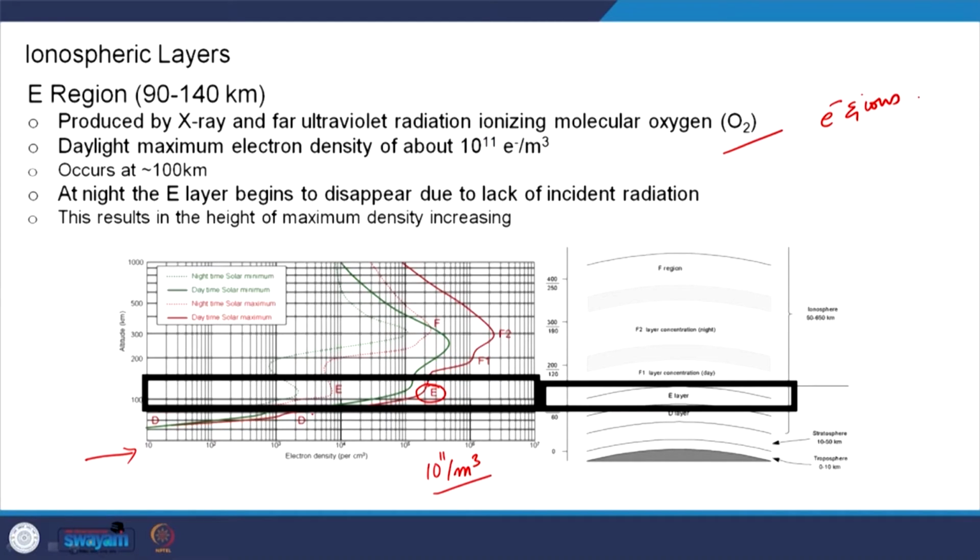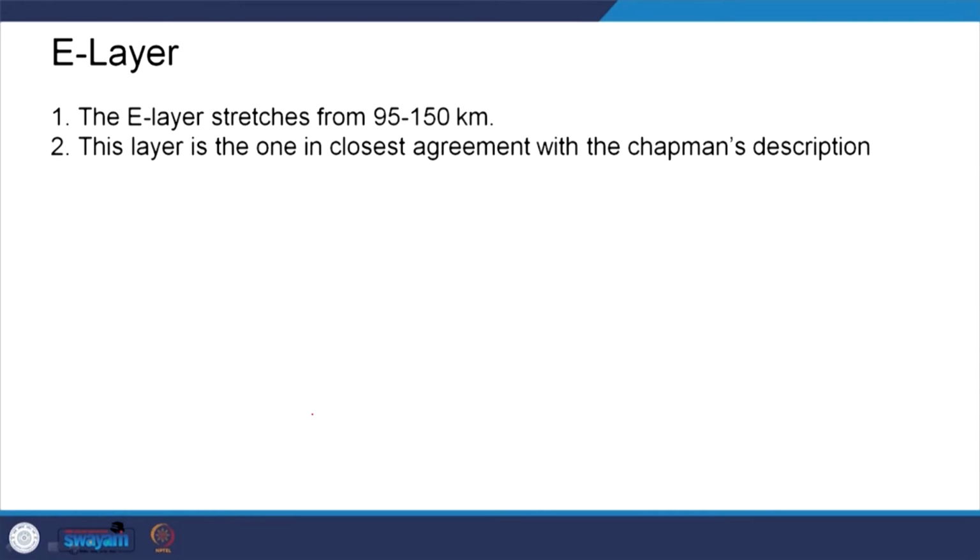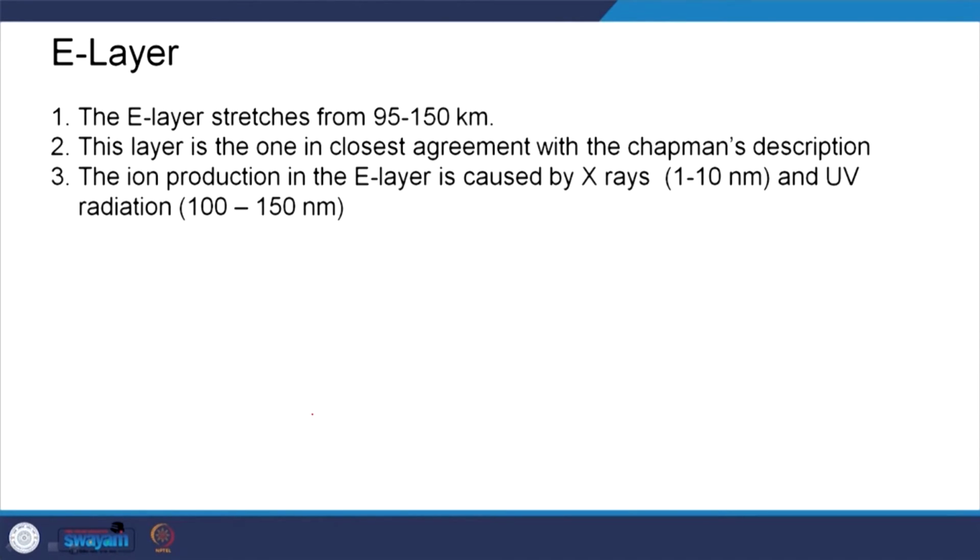So, the D layer is 50 to 90 kilometers, the E layer is 90 to 140 kilometers. A few more important characteristics about the E layer: it stretches from 95 to 150 or 140 kilometers; many books say it is 135 kilometers. This layer is one of the closest in agreement with the Chapman description of ionospheric layer production. The ion production in the E layer is caused by X-rays of 1 to 10 nanometers and ultraviolet radiation from 100 to 150 nanometers, which is the far ultraviolet radiation.